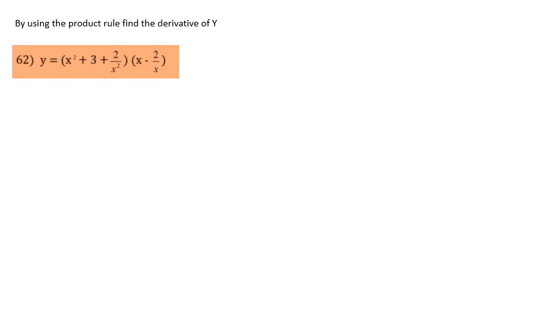Find, using the product rule, the derivative of y, which is dy by dx. I know that d by dx for the product rule for two functions u and v is the derivative of the first multiplied by the second plus the derivative of the second multiplied by the first. And you can write it as u dash v plus u v dash.